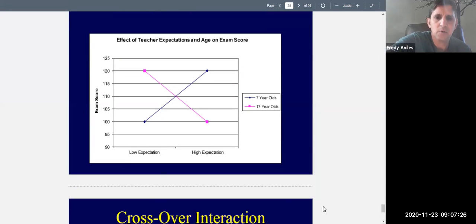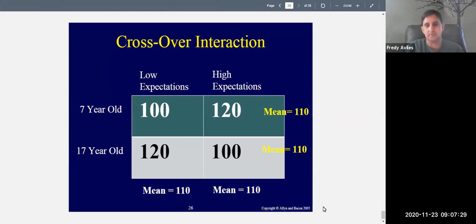Now, do I have the table? Look at the table. The table makes it a bit more clear, okay? If you calculate the average for 7-year-olds, so the row going across 100 and then 120, add those, divide by 2, the mean is 110. For 17-year-olds, the average of 120 and 100, add those up, divide by 2, the average is 110. So as you go from 7-year-olds to 17-year-olds, the average is the same. The mean is 110 versus 110. There's no main effect of age. Age didn't make a difference on the score here, okay?